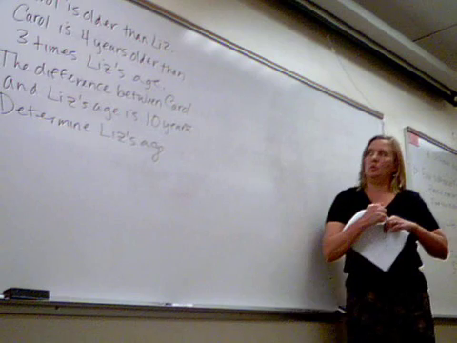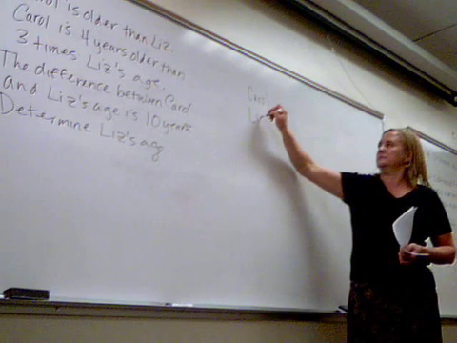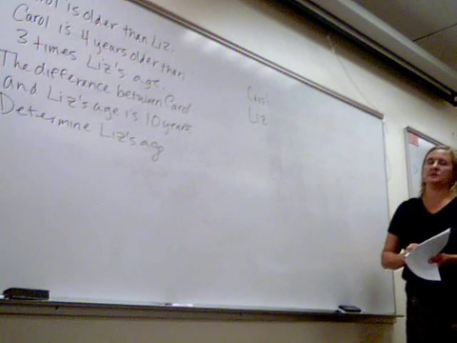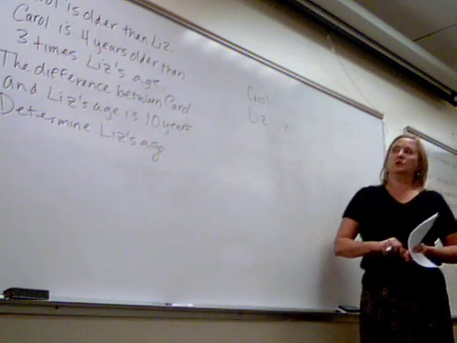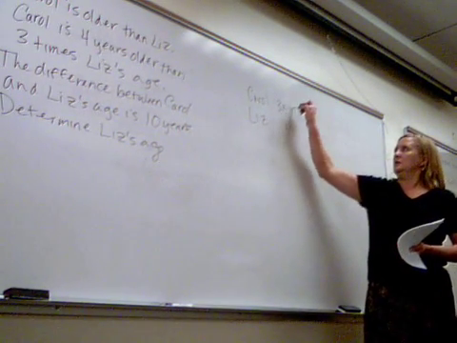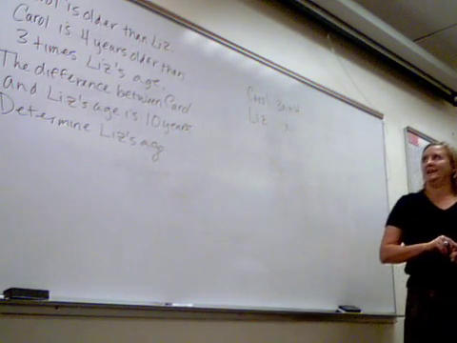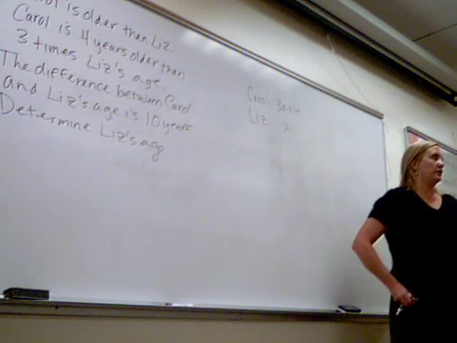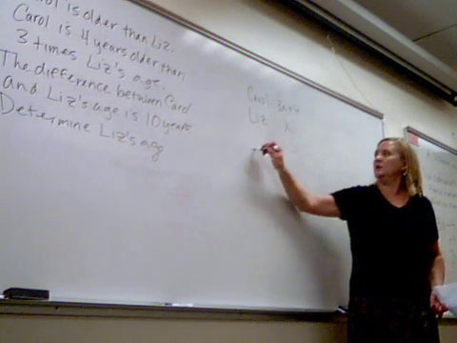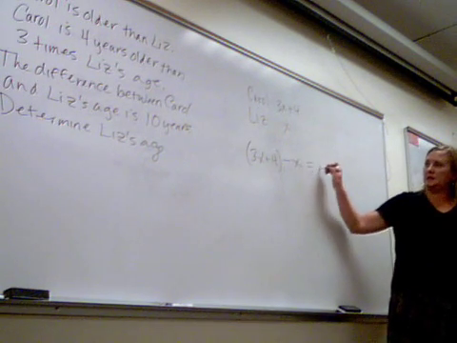Okay, what two things are we comparing? Carol and Liz. Which one is in terms of the other? Carol's in terms of Liz. So Liz is my unknown. Carol is 4 years older than 3 times Liz. The difference between them is 10. When I'm taking the difference, which one should go in the front? The larger one. Who's larger here? Carol. So 3x plus 4 minus x is 10.